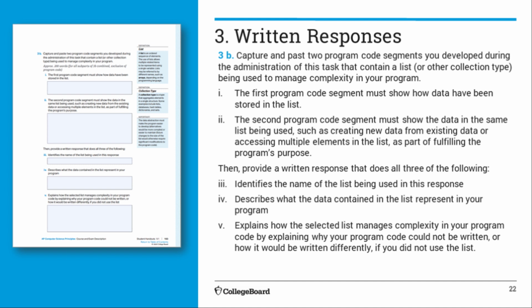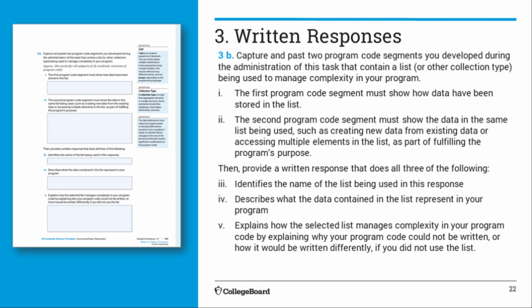For 3B, you are capturing and pasting 2 program code segments that you developed during the administration of this task. So it has to be something that you did either with a partner or on your own that contain a list that's being used to manage complexity. It has to be a list that's being used to manage complexity. We have examples on AP Central of students who used a list that didn't manage complexity, and so that did cost them points there. So make sure that you're thinking about, is there a useful use for this list? How useful is it in my program, or am I just trying to check a box here?